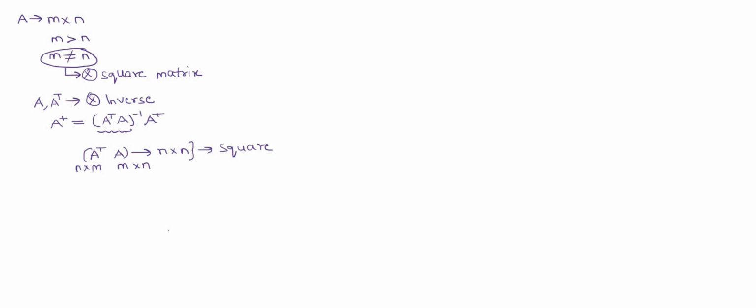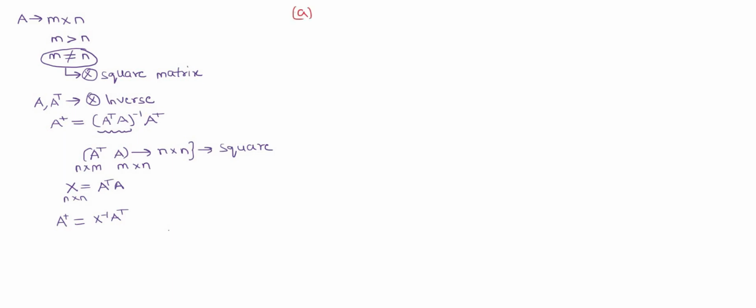So let's say there is a matrix X given by A transpose into A, and it is of order n cross n and is a square matrix, so its inverse is possible. So A plus we can write as X inverse A T. Now we will see each option one by one and then check which of them is false. First we will take option A.